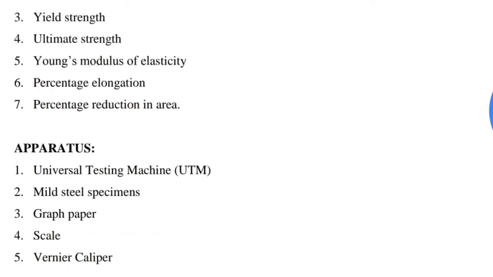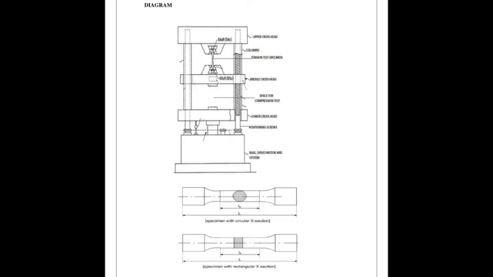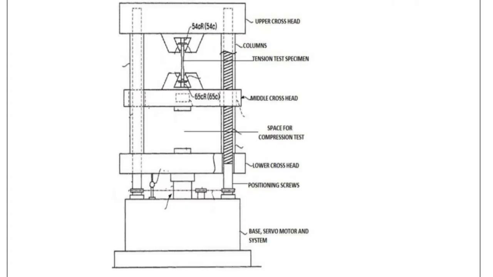Apparatus required: 1. Universal testing machine (UTM). 2. Mild steel specimens. 3. Graph paper. 4. Scale. 5. Vernier caliper. This figure shows you the diagram of the universal testing machine, UTM.